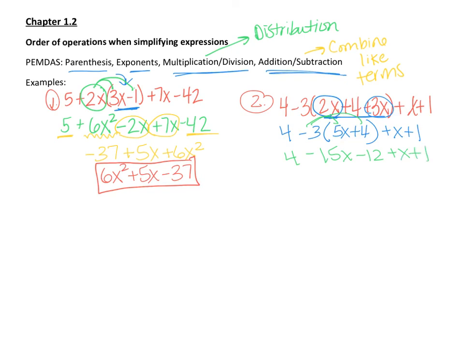Then I say, okay, what else can be done? We can now add or subtract, which means I can combine those like terms. I'm going to combine my 4 minus my 12 plus my 1, which is going to give me a negative 7. And then I'm going to combine my negative 15x and my x, which is going to give me a negative 14x. And that would be my answer in simplest form. So this hopefully reviews for you that order of operations to help us simplify an expression.